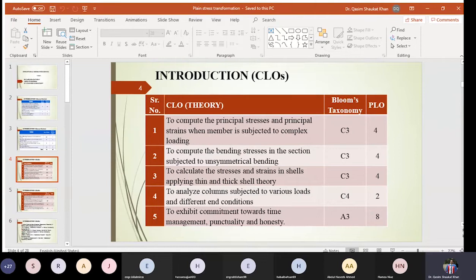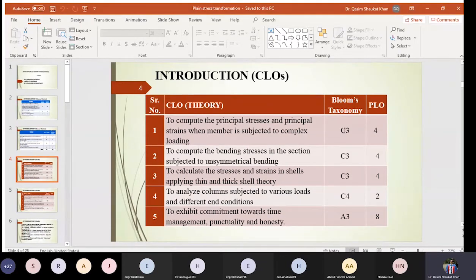The first CLO is to compute the principal stresses and principal strains when the member is subjected to complex loading. This CLO is mapped with PLO4, which is your PLO about investigation. And the Bloom's taxonomy level for this CLO is C3. C represents cognitive, basically knowledge, and 3 stands for the mild difficulty level.